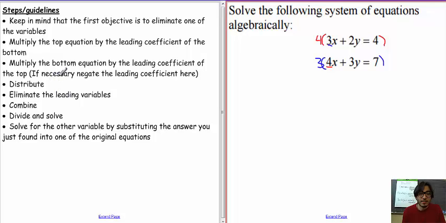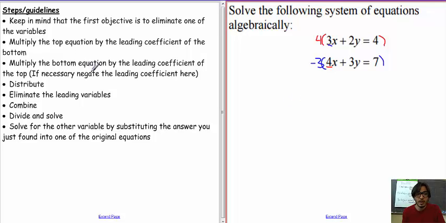Then it says, if necessary, negate the leading coefficient here. So you want to make sure that you have opposite signs here so that after you distribute, you can eliminate these variables. And as of right now, this is going to be a positive times a positive, which is a positive, and this is going to be a positive times a positive, which is a positive. But we want to make sure that one of them comes out negative. So I'm going to negate the leading coefficient here.